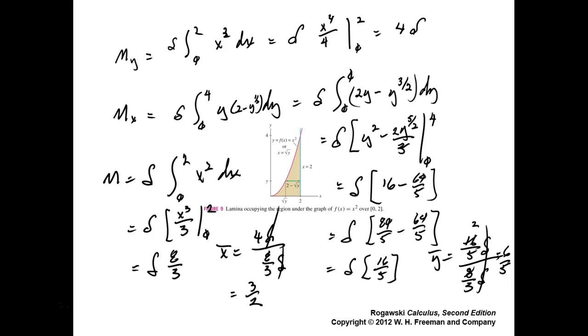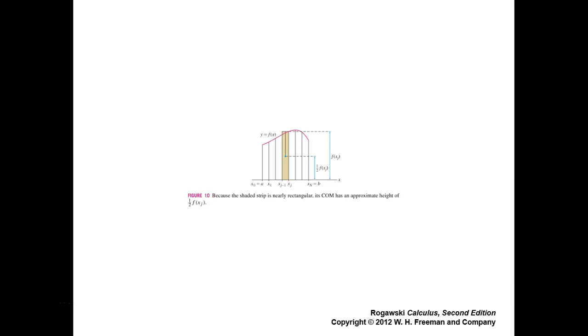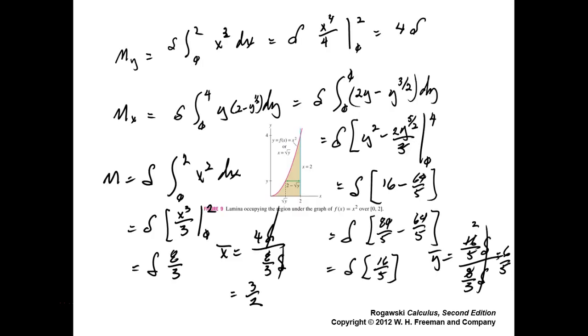3/2, 6/5. Let's see what they got. x bar is 3/2, y bar 6/5. Let's see if they have that next figure. No, they don't. In your book, they show the center of mass there. 3/2, 6/5.